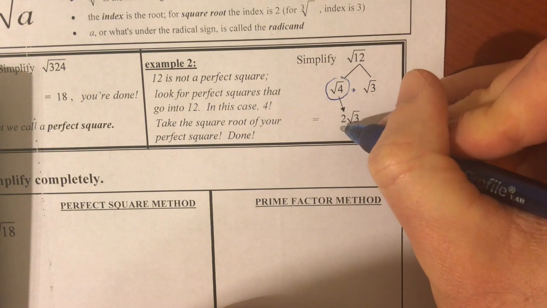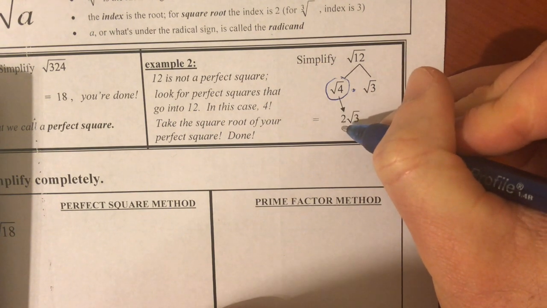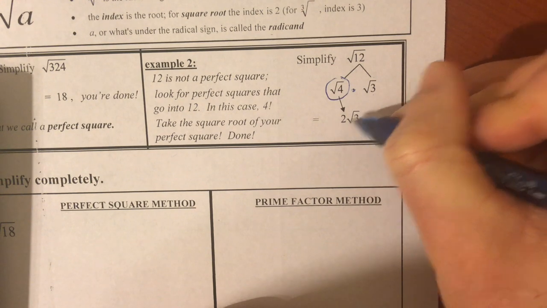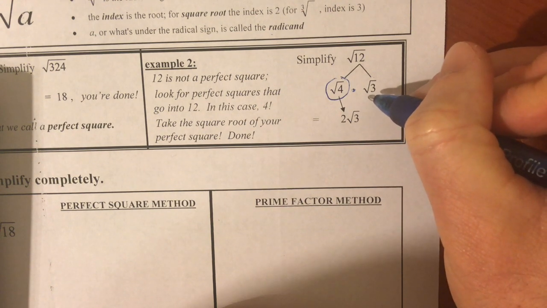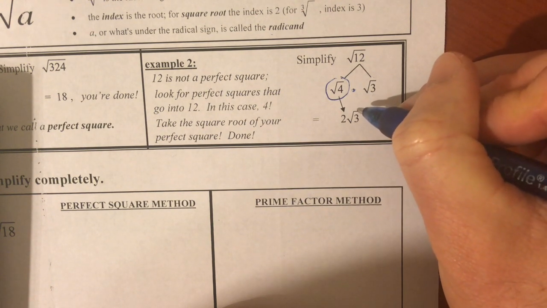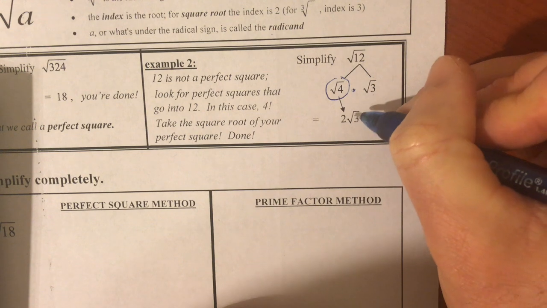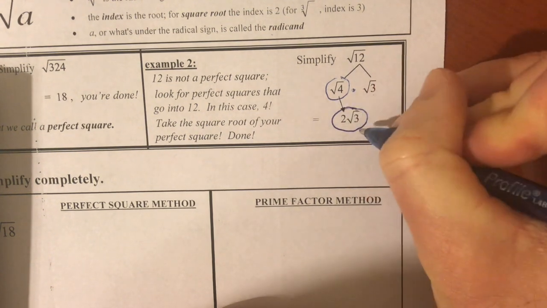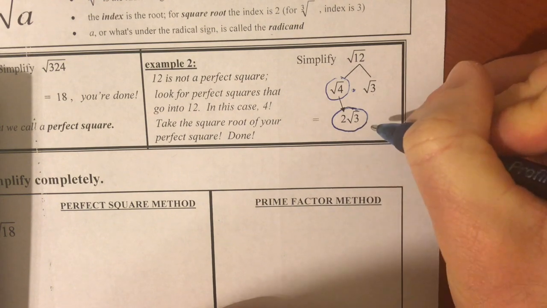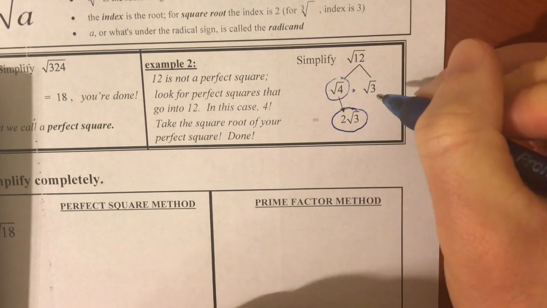And now 4 is a perfect square, so take the square root of it. Square root of 4 is 2. Notice there's no square root sign because we took the square root of 4 to get 2, so it's just a regular 2. And 3 is not a perfect square, and it does not break down any further. There are no perfect squares that go into 3, so we're just going to leave it as root 3 or radical 3. So this answer would be called 2 root 3 or 2 radical 3 if you like.